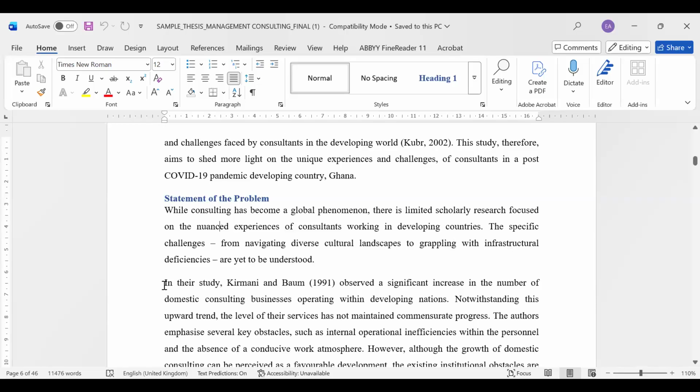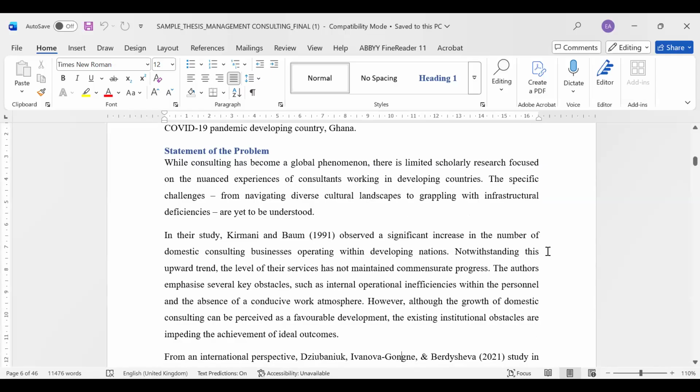Then you come to the empirical studies. In their study, Kirimani and Boam, 91. Why? Because this is old, but for this particular study, we have established that there's limited scholarly research. If there is no limited scholarly research, you cannot be using very old references. But once you've established that there is limited scholarly research, then you may use older references, even if it's not a classical theory. So in their study, Kirimani and Boam 91 observed a significant increase in the number of domestic consulting businesses operating in developing countries.